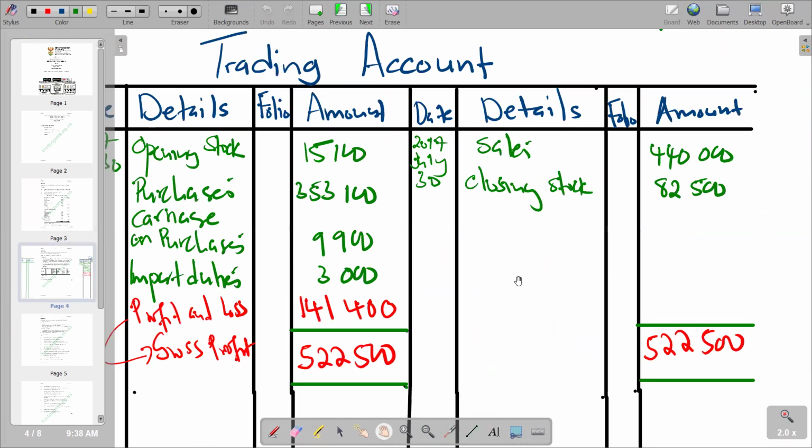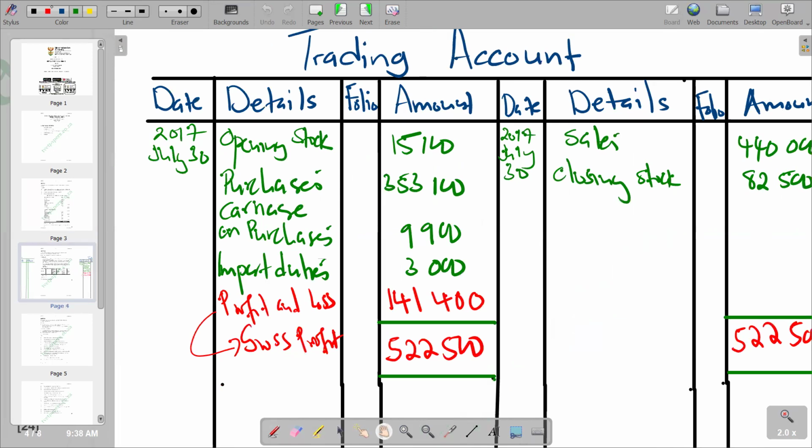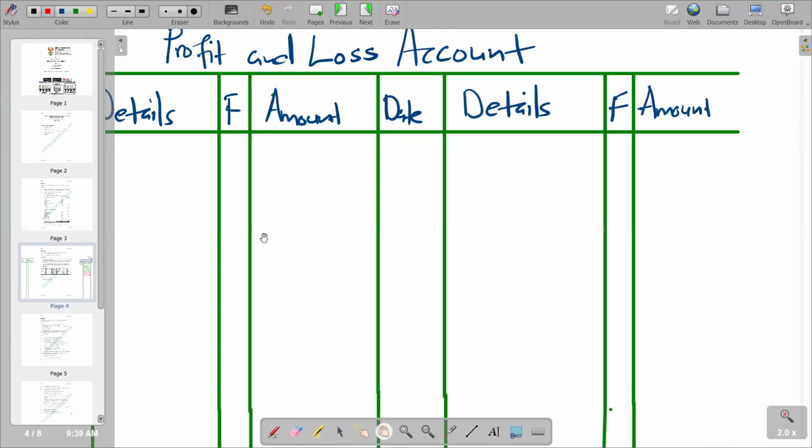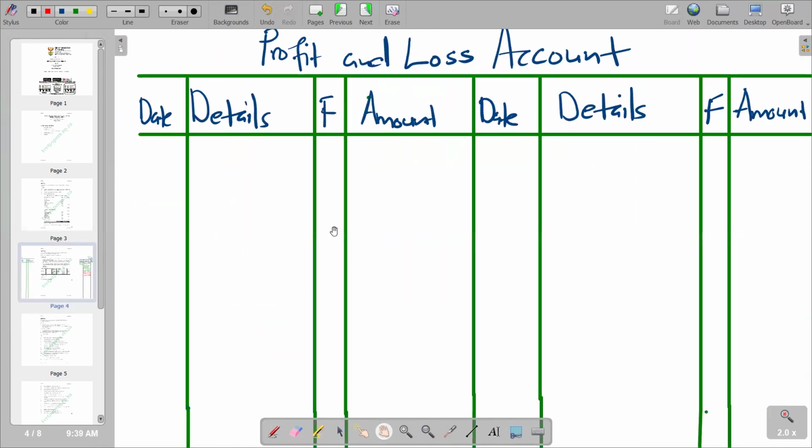So this is the trading account that we prepared in the previous video. And the figure that we got as our gross profit is supposed to be put on the credit side of the profit and loss account. So this is the first figure that we are going to put in our profit and loss account. Remember, all the incomes come on the credit side. So that's where we're going to have our gross profit.